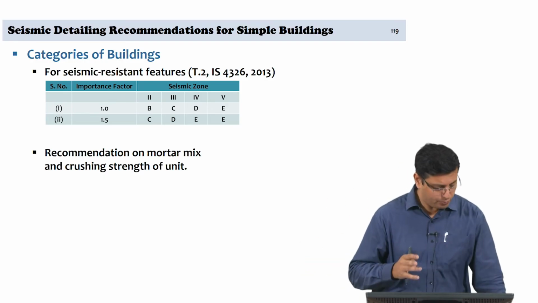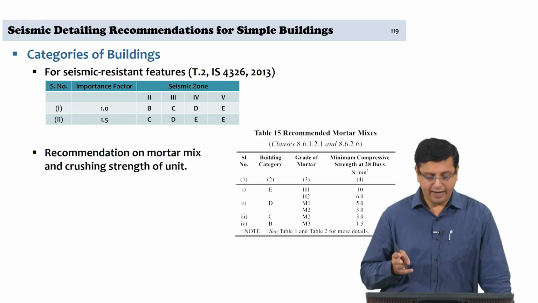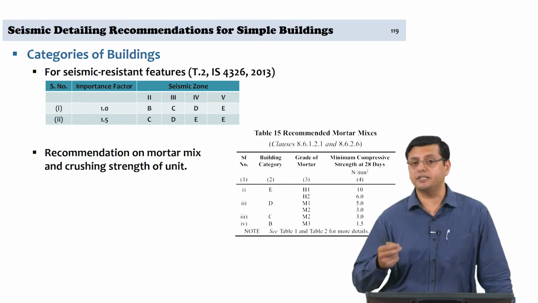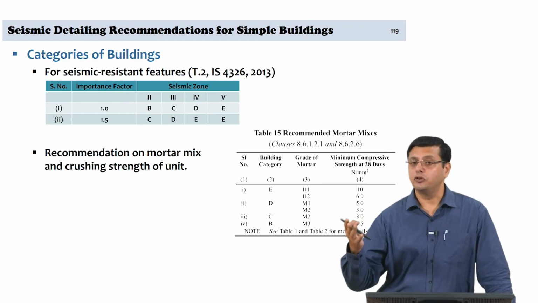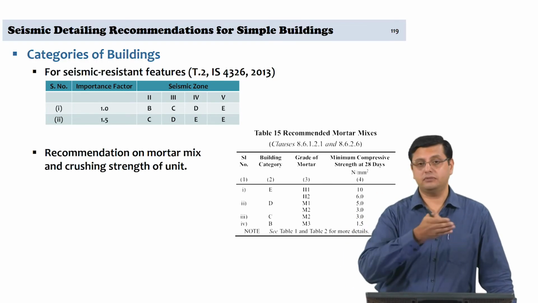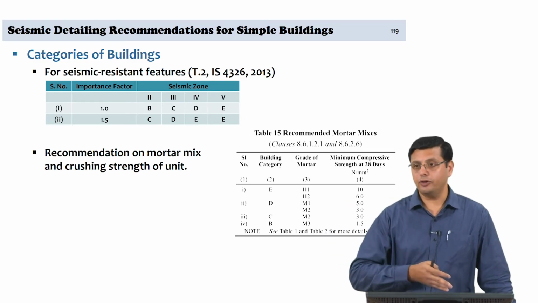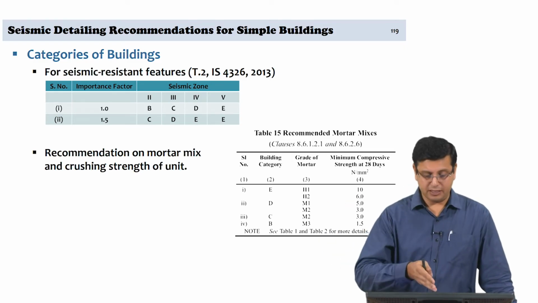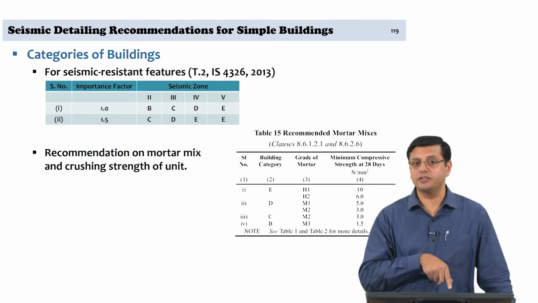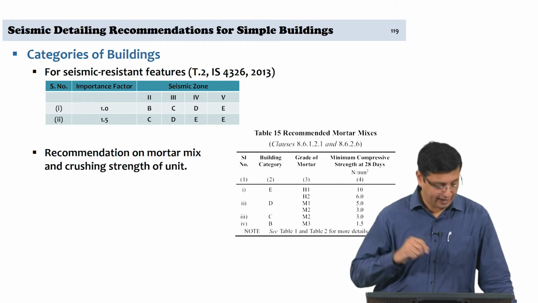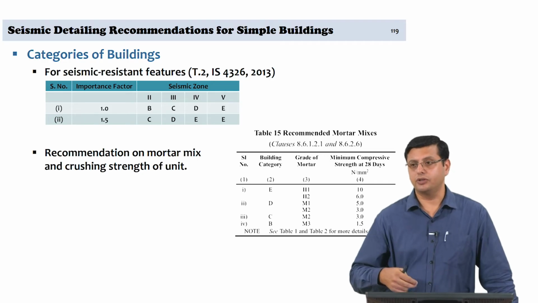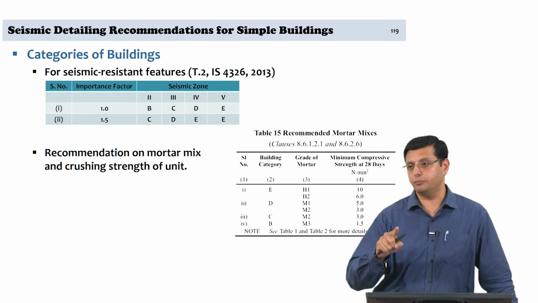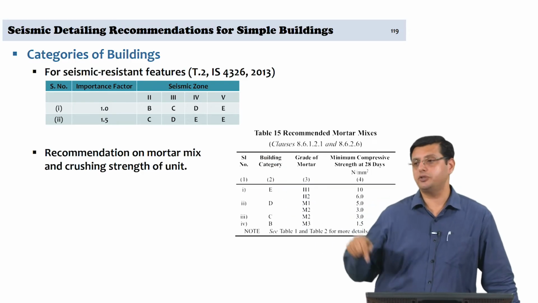So, to begin with, there are recommendations on the mortar mix and the crushing strength of the unit. We have seen that the crushing strength of the unit cannot be less than 7 megapascals. So, IS 1905 starts from class 3.5 bricks, 3.5 MPa, 5 MPa and so on. If you are designing respecting recommendations of IS 4326, you can use only class 7 bricks and higher. The mortar mixes recommended are again, so all the recommendations in IS 4326 will be tied to the category of building, which means the zone in which you are constructing them.